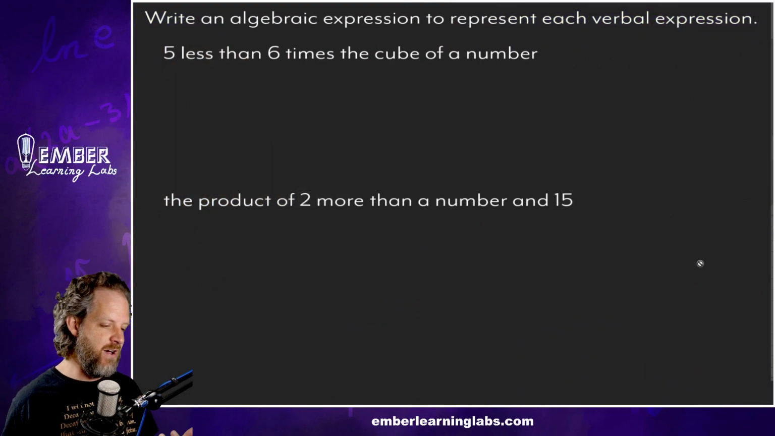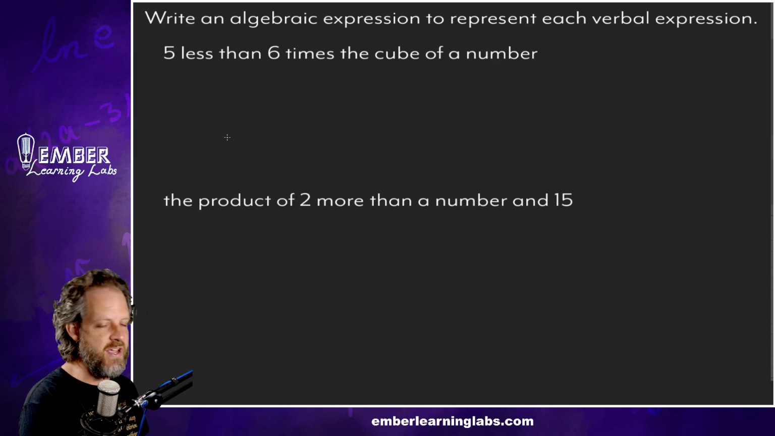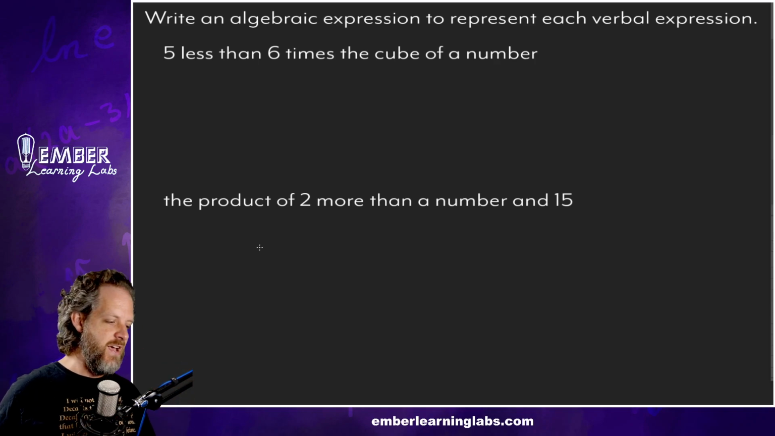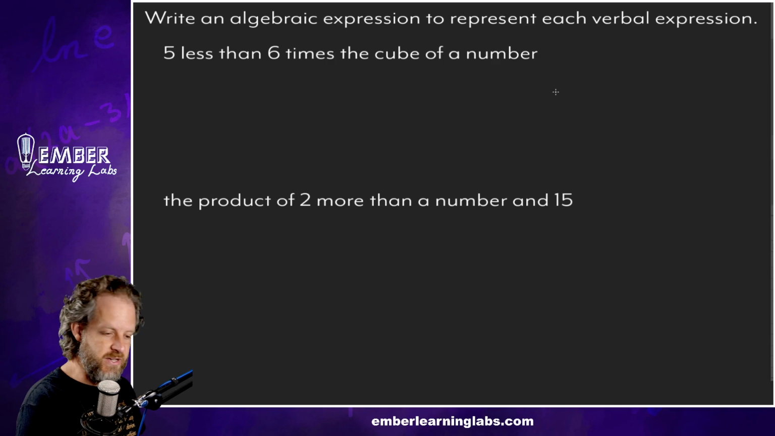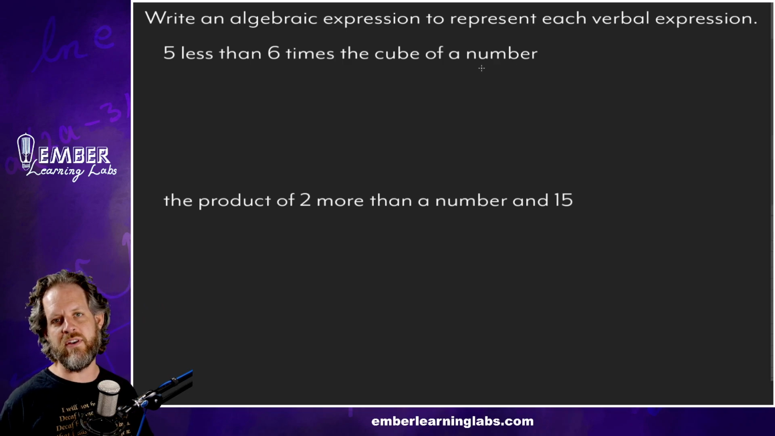The first type of problem we're going to be looking at is converting English into math. So we're going to take a couple examples, try to jog the memories. We're going to write an algebraic expression to represent each verbal expression. We're going to start with 5 less than 6 times the cube of a number.